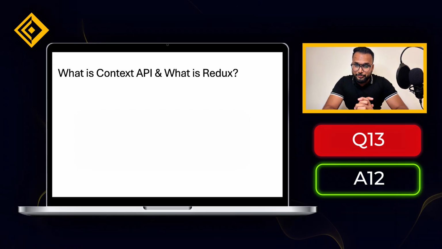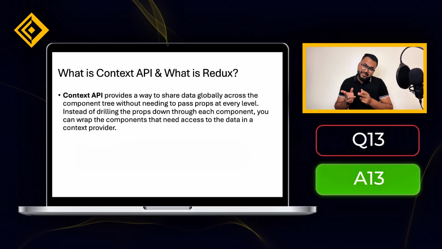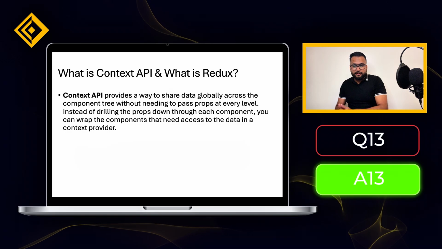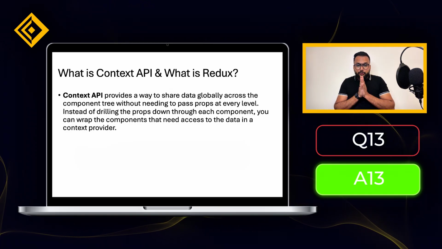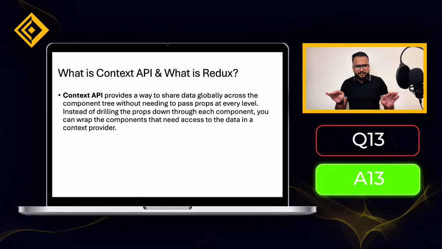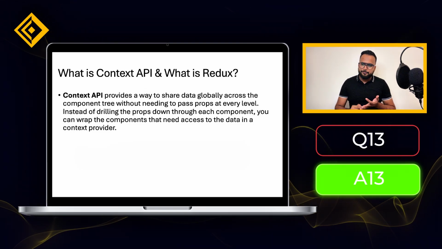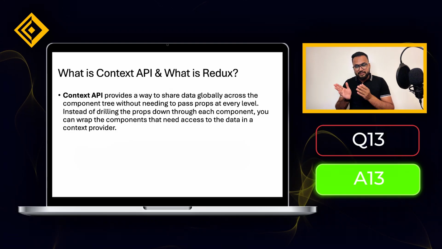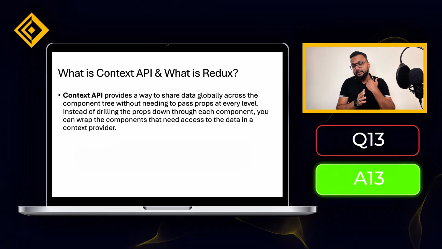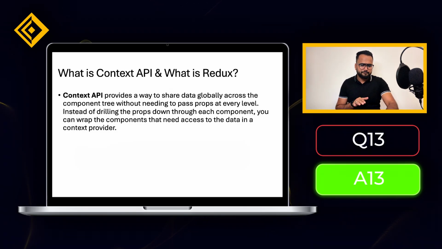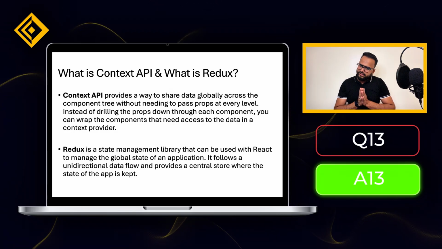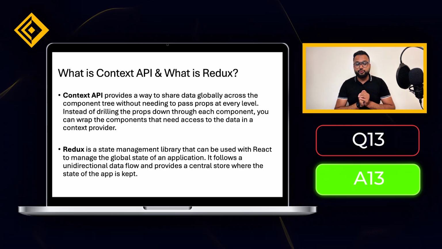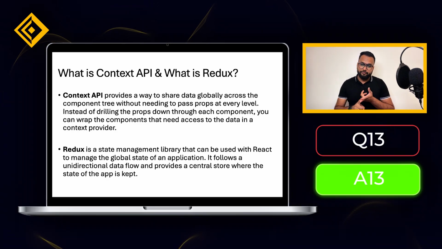a few minutes before from the props drilling problem, the interviewer will ask you this question: what is Context API and what is Redux? So Context API provides a way to share data globally across the components without needing to pass props at any level. Instead of drilling the props down to each component, you can wrap the components that need access to the data in the context provider only. Similar to that, Redux is a state management library that can be used with React to manage the global state of an application.